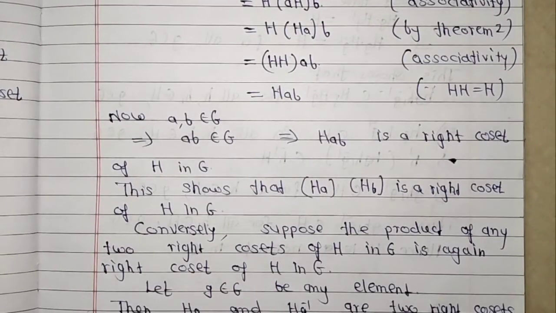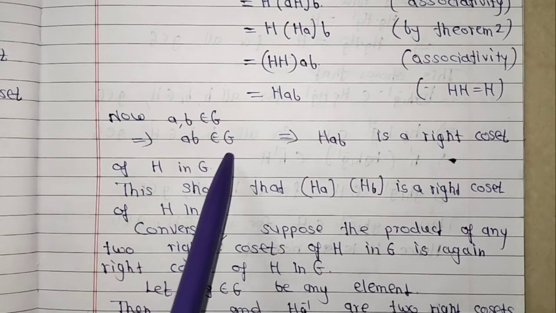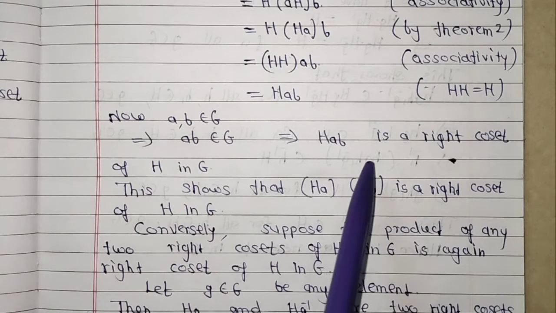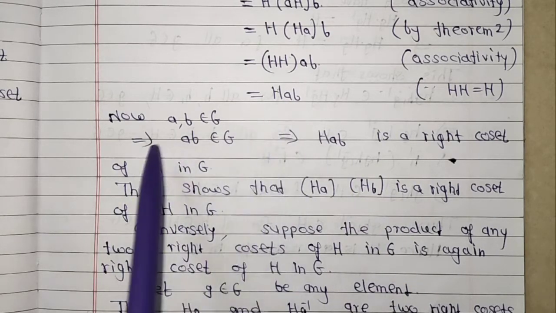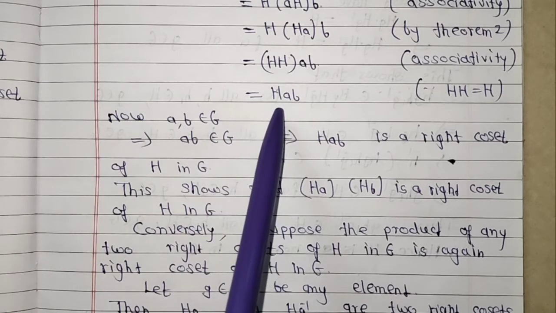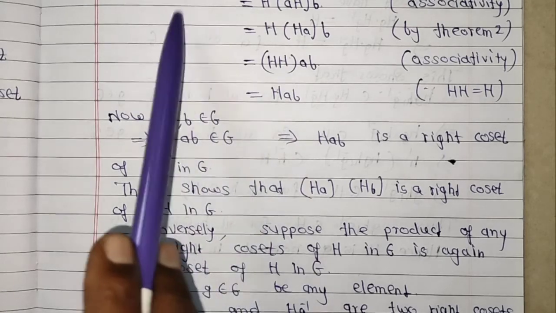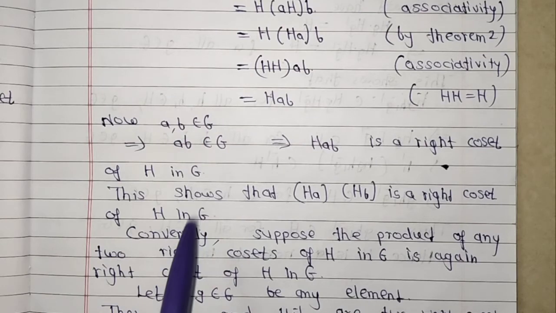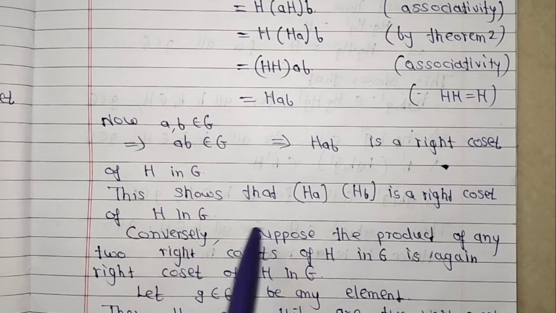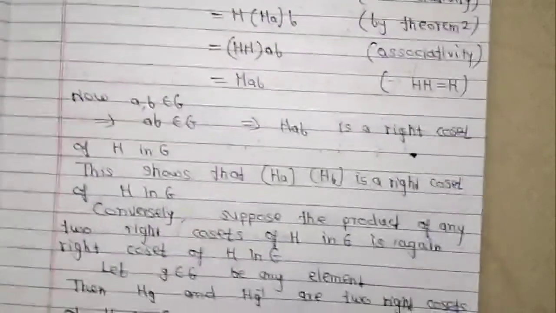Now a, b belong to G. This implies ab belongs to G, and this implies Hab is a right coset of H in G. Since ab belongs to G, Hab is a right coset of H in G. Thus, the product of two right cosets is a right coset in G. This shows that Ha dot Hb is a right coset of H in G.